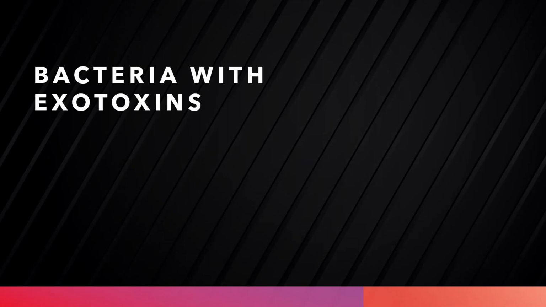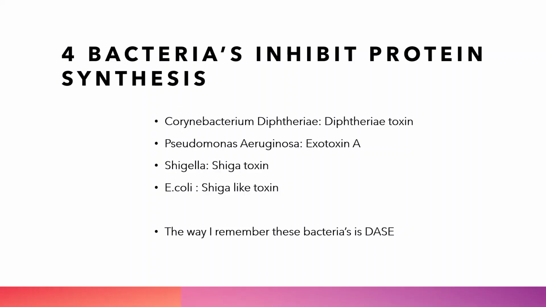So we'll start with bacteria with exotoxins. Four bacteria inhibit protein synthesis. This is Corynebacterium diphtheriae, Pseudomonas aeruginosa, Shigella, and E. coli. The way I remember these bacteria is DASE, D-A-S-E. So diphtheria, aeruginosa, Shigella, and E. coli.